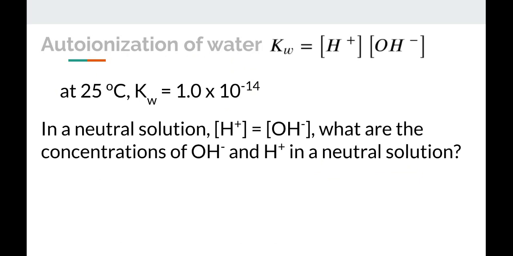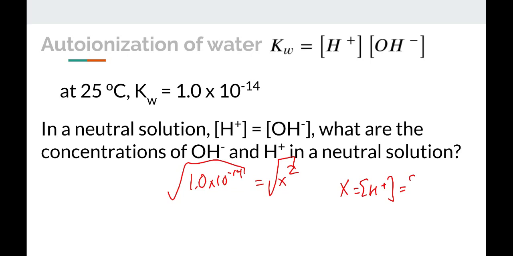And a neutral solution, what it means by it being neutral is that the concentration of H plus and the concentration of OH minus are the same. So the question here is, what are the concentrations of OH minus and H plus in a neutral solution? Well, if they're the same, then Kw is 1 times 10 to the minus 14th. We could just say maybe x squared, because the concentration of H plus and the concentration of OH minus, they're the same number. Let's just call it x. And so if we take the square root of both sides of this, then we can find out what the value of x is, which would be the concentration of H plus, and it would also be the concentration of OH minus.